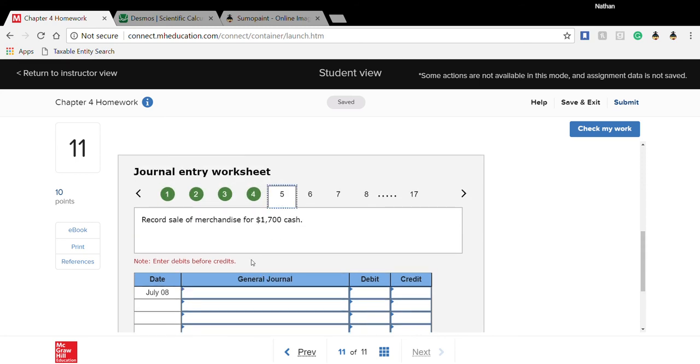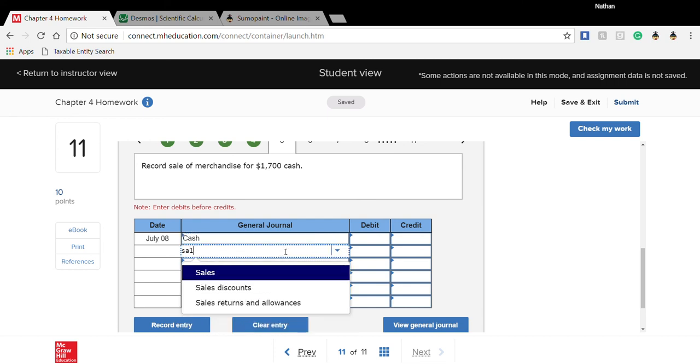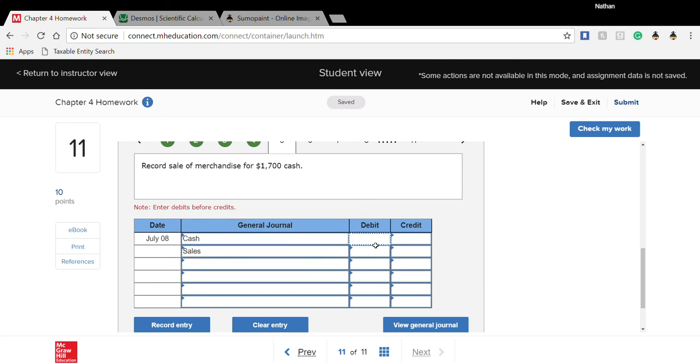Alright, moving on to 5. We record the sale of merchandise for $1,700 in cash. Again, we don't really have a client here because they bought it for cash. No contract, no nothing. So, of course, the sale right here, we actually sold merchandise for $1,700. So we received cash, and we sell of $1,700.